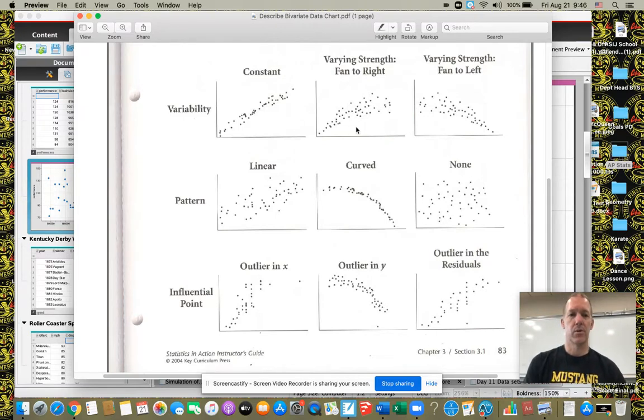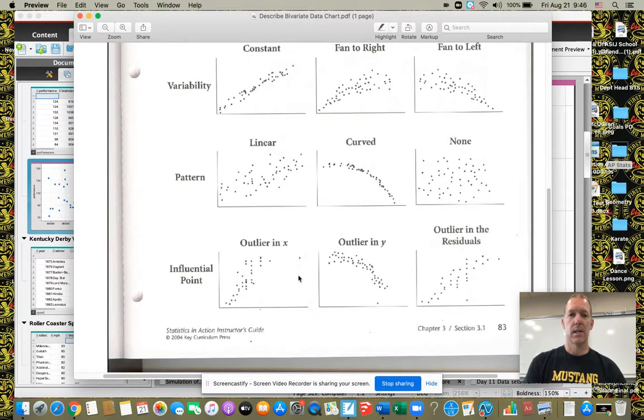So fanning is no good. Also, any of these things, like do you have an outlier in the X or outlier in the Y or outlier in residuals? That's no good either. So if you have some kind of what we call an influential point, and we're going to get to exactly what that means and more of a discussion about that in a couple classes from this video. So look for more videos on lessons and problems that deal with influential points a little bit later.